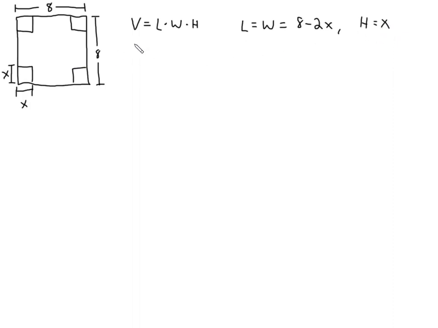Okay, so when we want to find a volume as a function of x, we call this v of x, volume as a function of x. Length times width, and the length and the width are both the same, so this is going to be 8 minus 2x. And there's two of them, so we're squaring that, and then another x for the height. Okay, so length times width are the same, and then height.